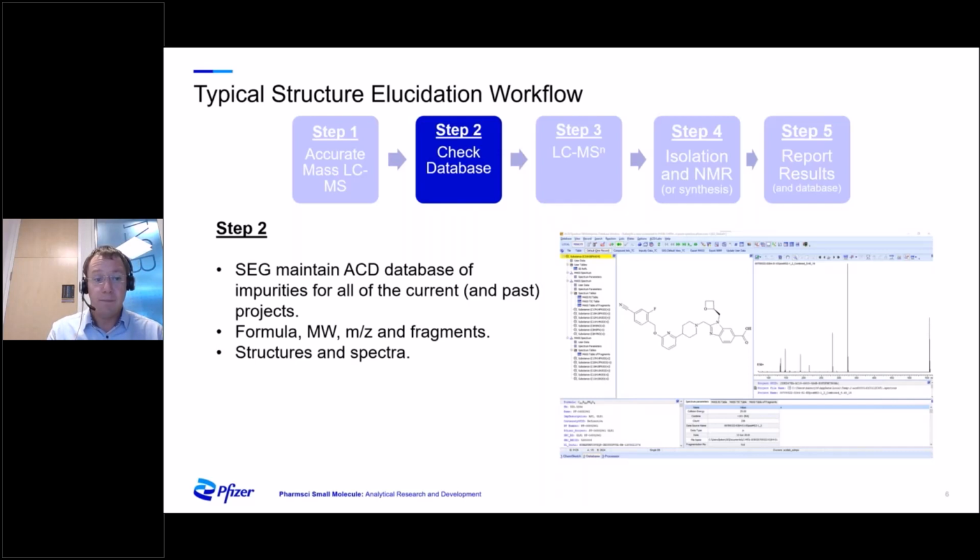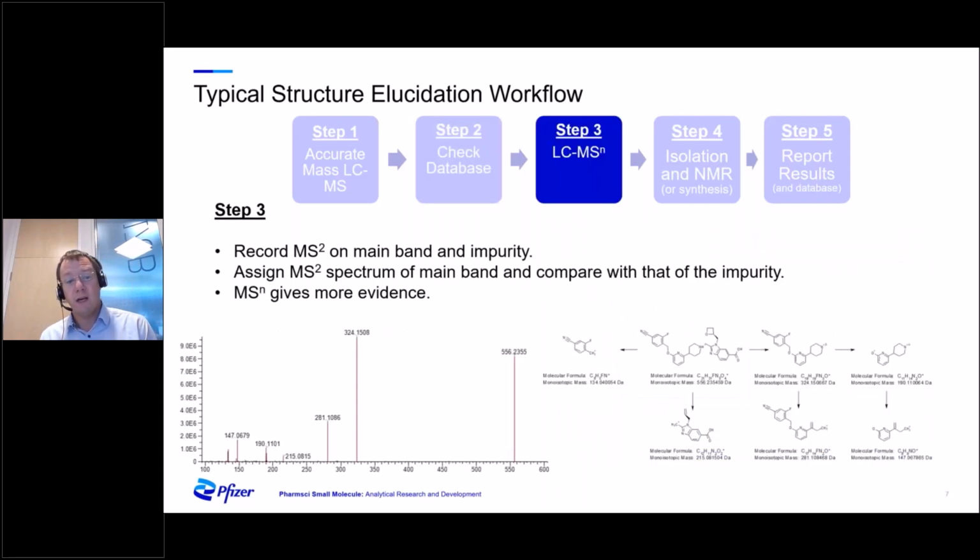However, if an impurity that we see in the LCMS isn't already in the database, we'll then go on to record MS spectra of the main band and the impurity. We'll assign the MSMS spectrum of the main band, or we'll look at the assignments that are already in the ACD database and compare those with that of the impurity. So this can tell us where on the structure any changes have taken place.